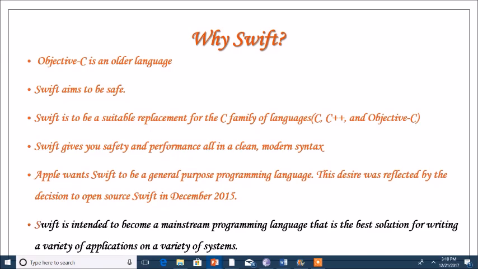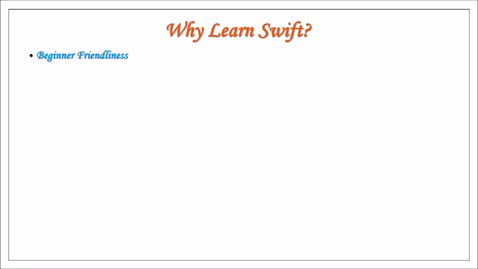Swift is intended to become a mainstream programming language that is the best solution for writing a variety of applications on a variety of systems. If you want to develop iOS or macOS apps, then we basically need to learn Swift. Native apps outperform cross-platform hybrid apps, and the built-in Sprite Kit makes it easier than ever to build 2D games with Swift.